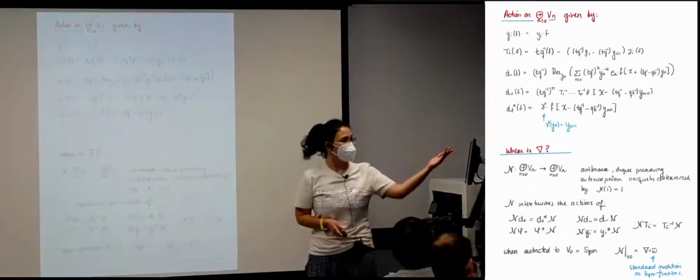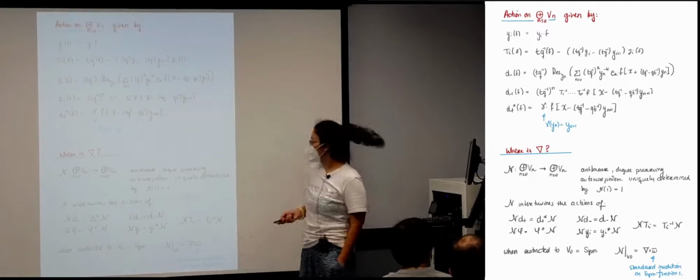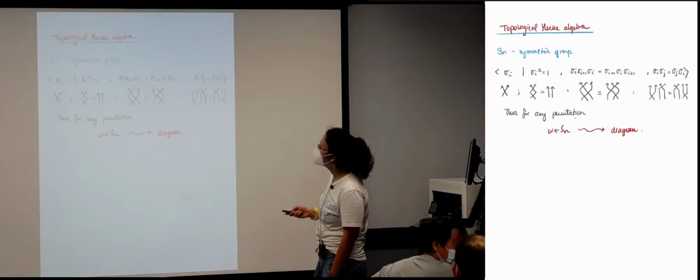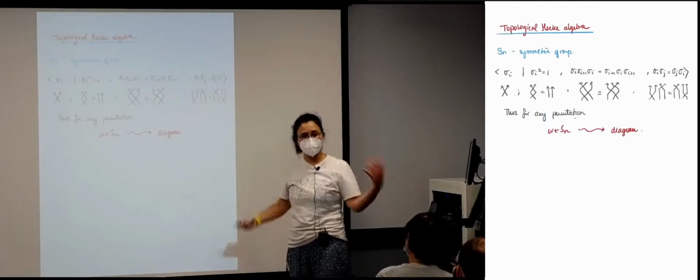So if you know how it acts on the generators, you know how it acts on Vn. Okay. So good. So now let's move on to the actual topological content, right? That's the classical story. We did all this algebra.